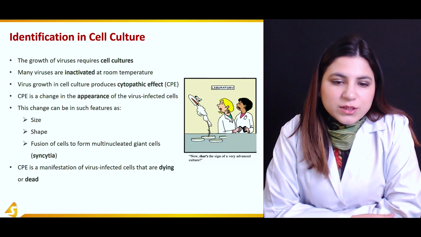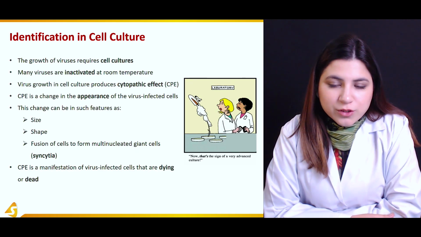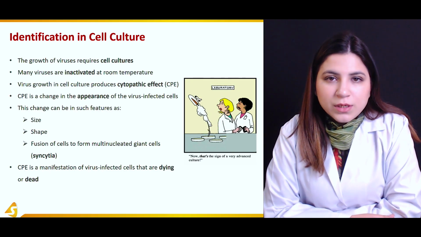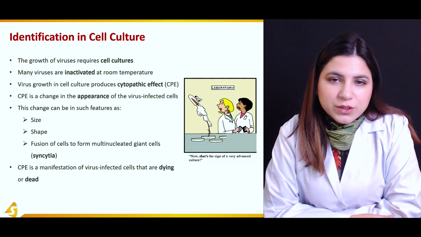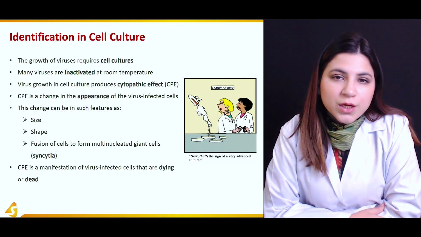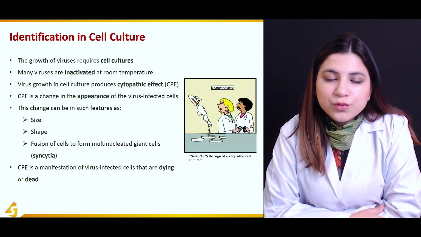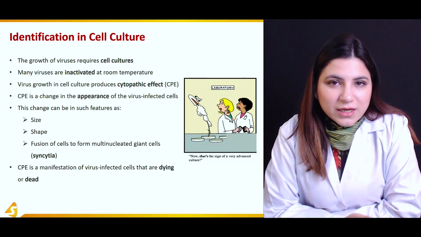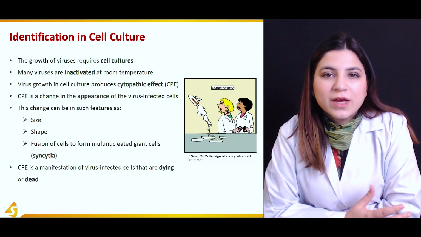There are many viruses which are inactivated at room temperature. In certain instances, you can keep the sample in which the virus might be present at 4 degrees centigrade, but not for a really long time. And so, in case of such samples, it is important that you use those samples or you grow the cell on the cell culture plates immediately so that the virus may not get inactivated.